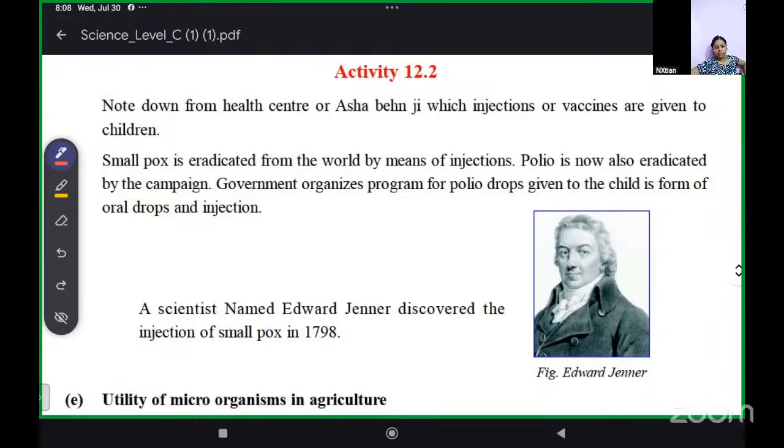The cats who are vaccinated, one of their ears will be clipped. It'll be like a small curve.